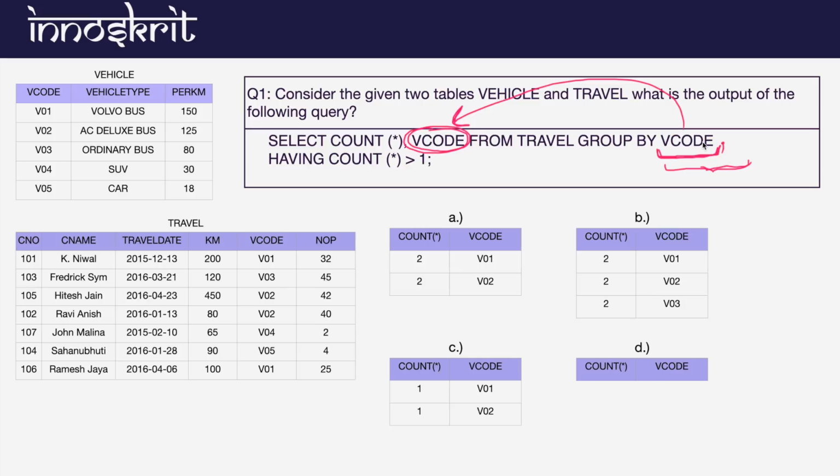Suppose V code, kilometer and NOP were in this group by clause, then it is mandatory to have all these attributes in the select clause also. If I generalize this statement, whatever attributes you have in the group by clause, all of those attributes should be there in the select clause also. Now this is a very important point. If you go to Google and search for this, you will find that it is not mandatory to have all the attributes present in the group by clause in the select clause. You will find that what I am telling you is a wrong rule.